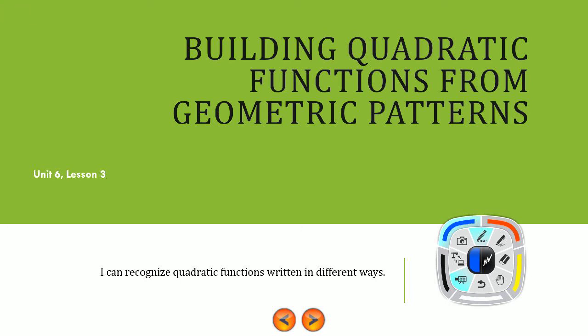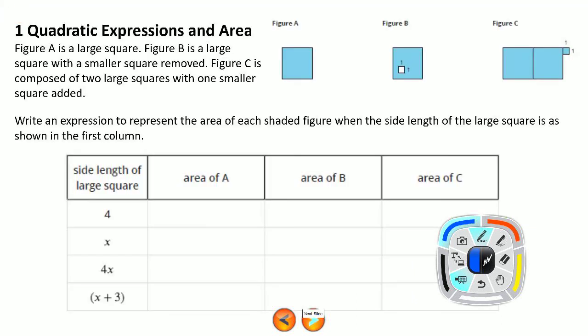I can recognize quadratic functions in different ways. So kind of building on what we just talked about. Okay. Page 23 in your book. Figure A is a large square, figure B is a large square with a smaller square removed. Figure C is composed of 2 large squares with 1 smaller square added.